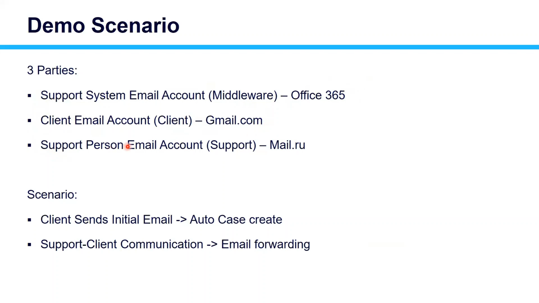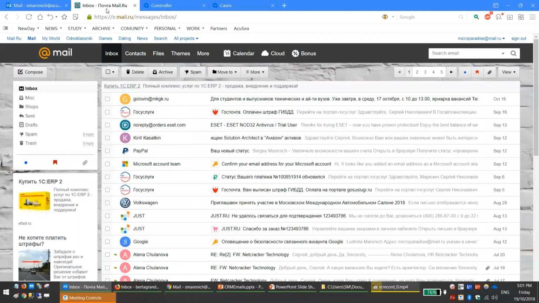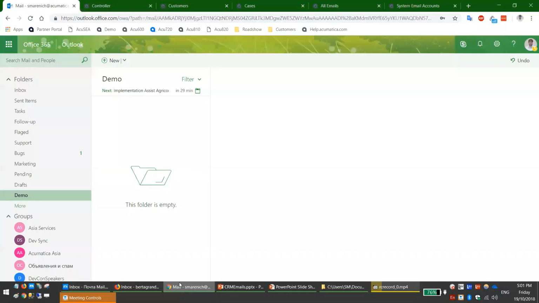And the last one, the support person email account, will be mail.ru. Let me show this to you really briefly. This one is mail.ru. This one is a support person email account. The second one will be in here. That's a support system, the system email account where everyone can email, and this is Office 365.